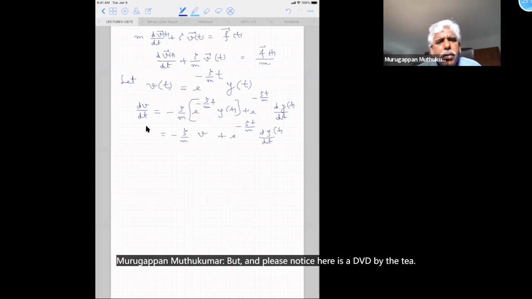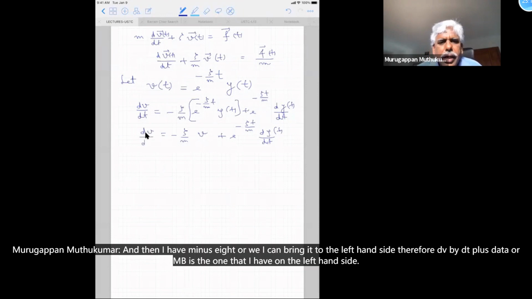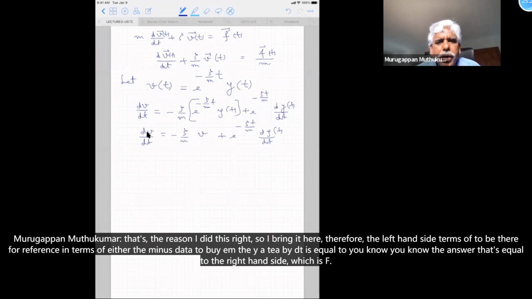But please notice, here is a dv by dt, and then I have minus zeta over m v. I can bring it to the left-hand side. Therefore, dv by dt plus zeta over m v is the one that I have on the left-hand side. That's the reason why I did this, right? So I bring it here.